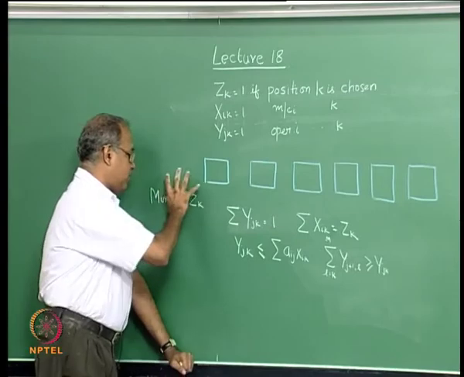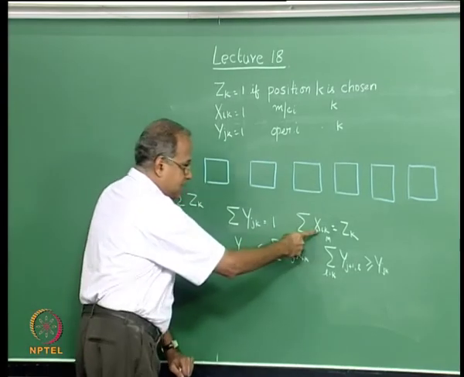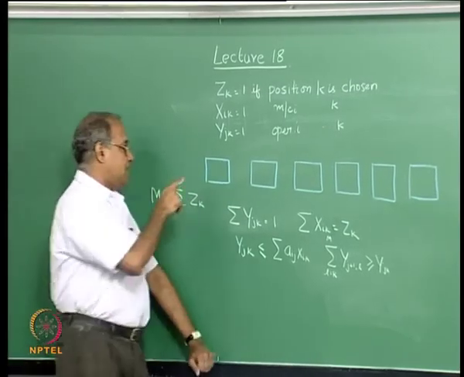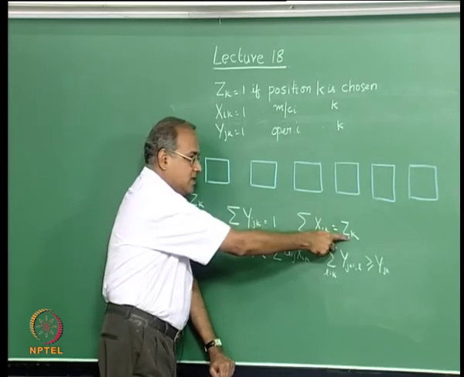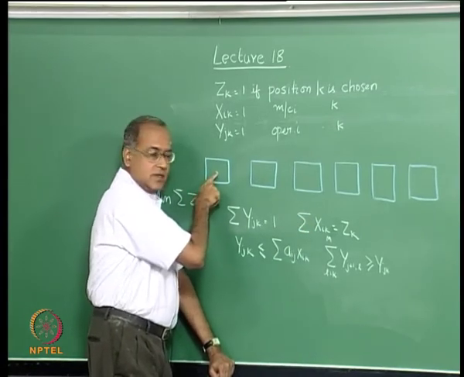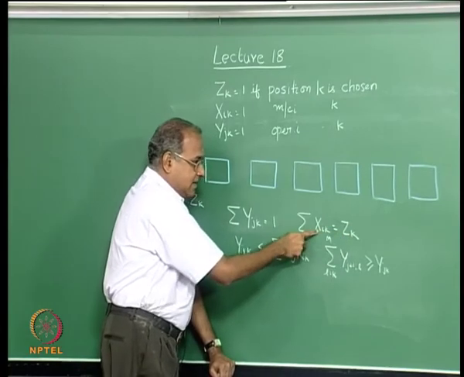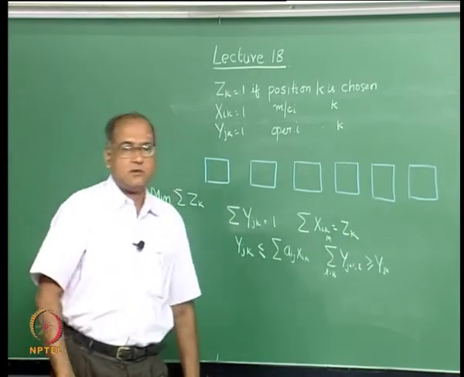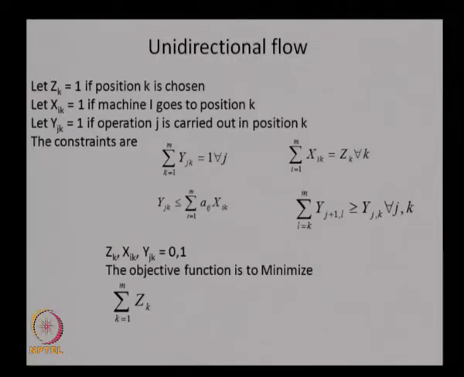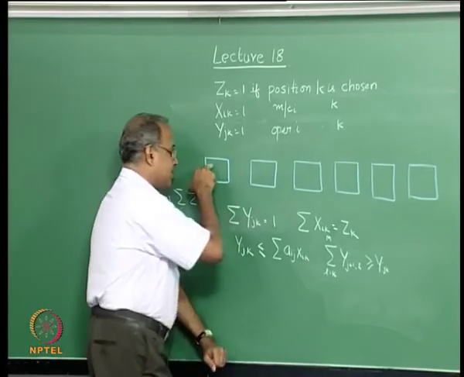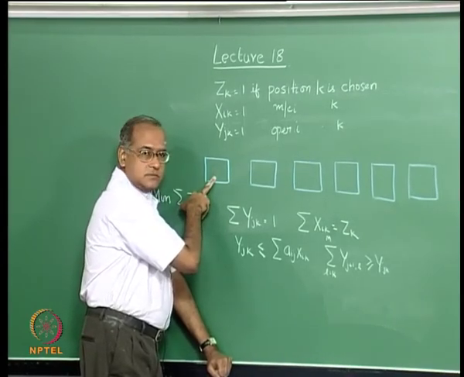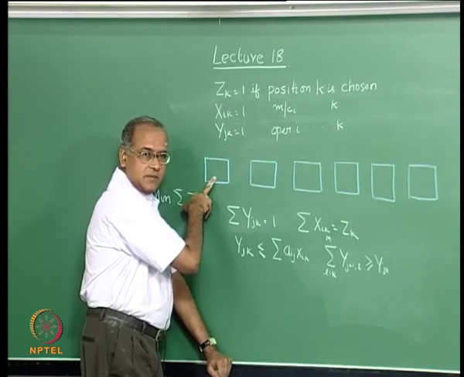Now, minimize the number of positions is given here. This ensures that each selected position will have exactly one machine. If this position is chosen, then Z1 is 1. So, this will force one of the 6 machines to come here. If Z1 is chosen, then X11 plus X21 plus X31 plus X41 plus X51 plus X61 equal to 1. So, one of the machines will have to come and sit here.